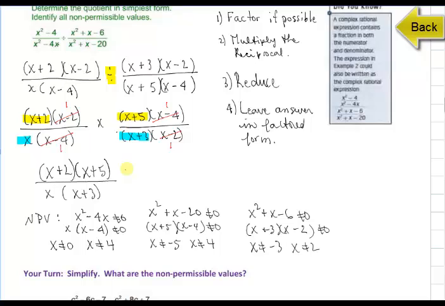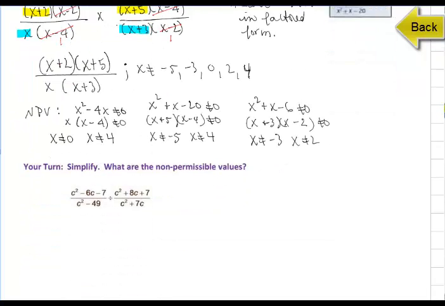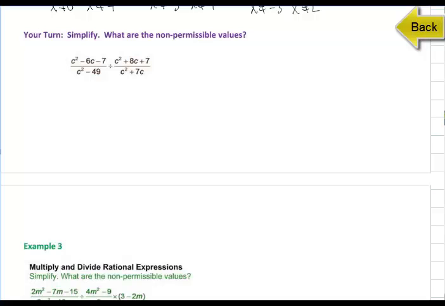Okay, so let's write our non-permissible values. I'm going to go in ascending order, sorry. So x can't be negative 5, negative 3, 0, 2, and 4. Okay, so that is number 2. I have a your turn right here, so if you want to, stop the video and try it on your own and then come back to it after you've finished.